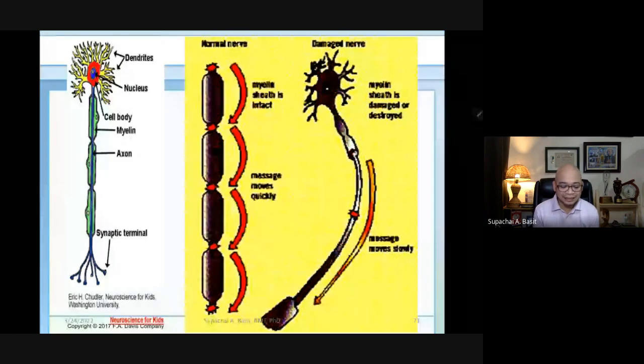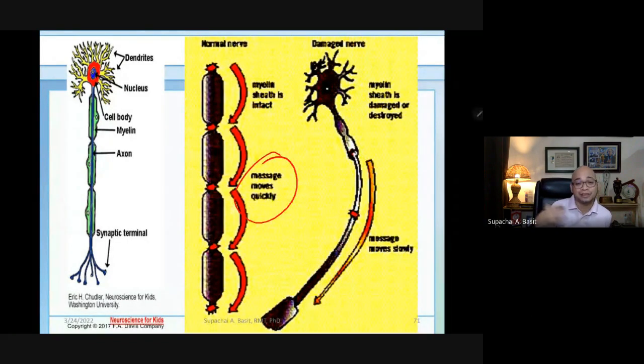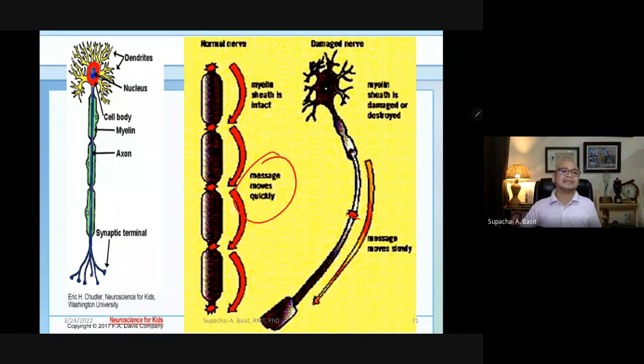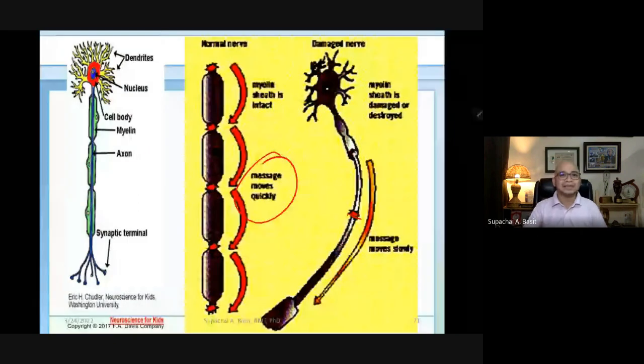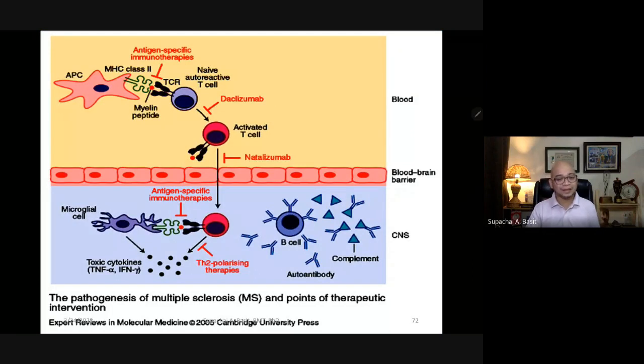So if the myelin sheath is intact, the message moves quickly, or the impulse is conducted smoothly. But in cases of damage, the impulse or the message will move slowly. So that's why there are visual disturbances. You cannot walk normally. So that's the implication of multiple sclerosis.